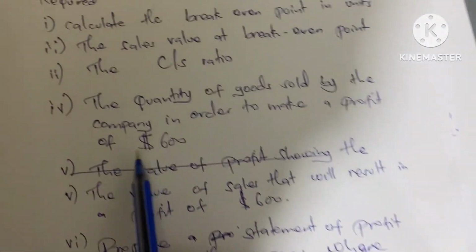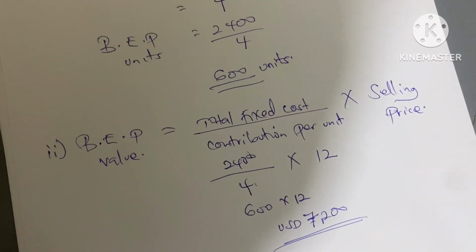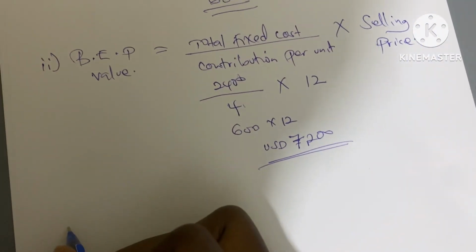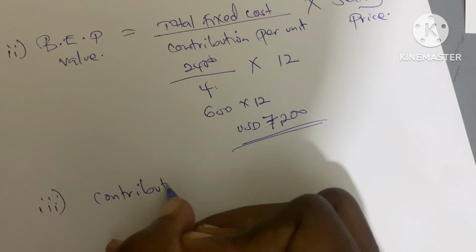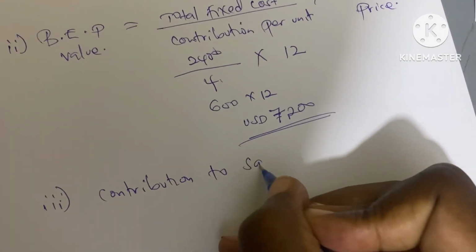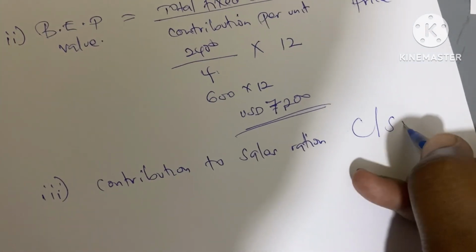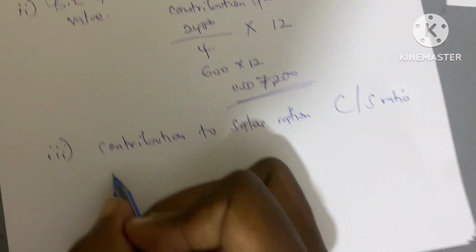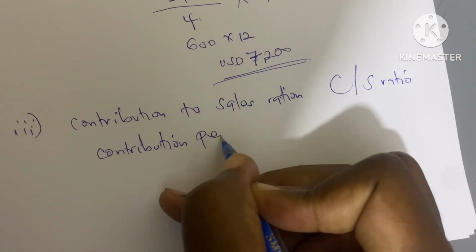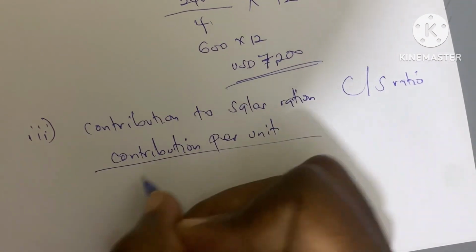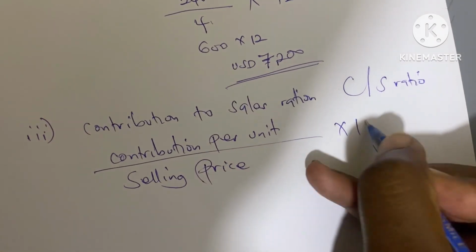In another part, they want us to calculate the contribution to sales ratio. So Roman 3 is contribution to sales ratio, which is also known as COS ratio. So we have the formula for it. It is contribution per unit divided by the selling price times 100.